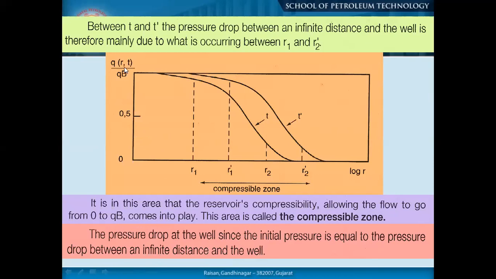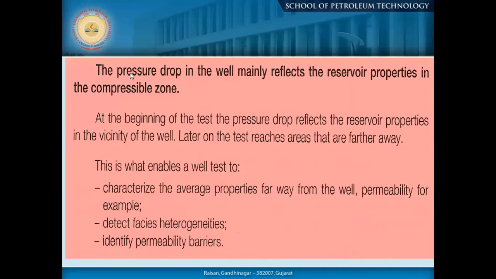That means when we are producing from a well, with time the compressible zone is moving away from the wellbore, and that compressible zone is actually supporting our flow at that specific time. So the physical nature of that compressible zone is actually responsible for the pressure behavior of our well, which we are recording in our instruments or electronic memory gauge. Okay, so this is a very important concept. So the pressure drop in a well mainly reflects the reservoir property in the compressible zone. So this is the ultimate concept physically.